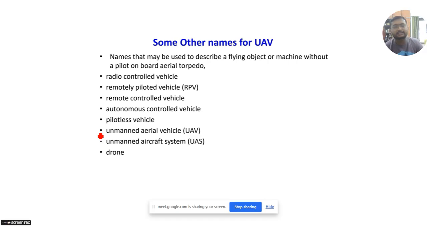Basically, it's radio based, that's why it's radio controlled also. Secondly, we are controlling it remotely, so the word remote applies. Autonomous, because in auto mode also we can do that, so autonomous control is possible. Pilotless, because we do not need a pilot, so that is also true. And unmanned, because no man is inside the UAV or flying object.